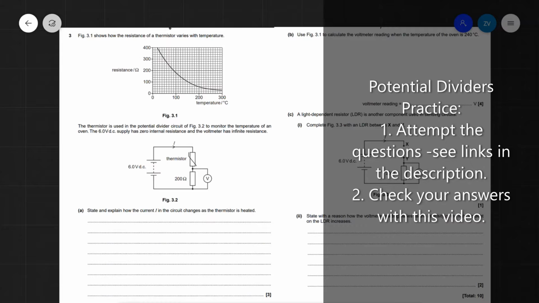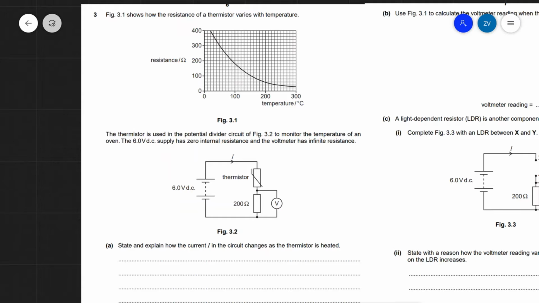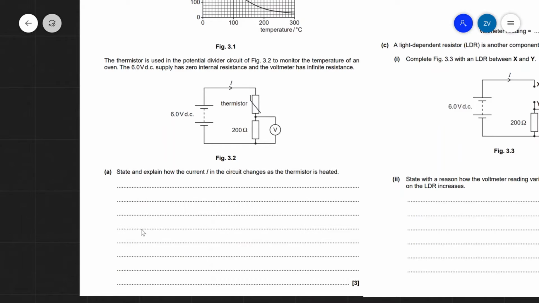Okay, let's get started with the first question. So let's have a look at this question. Figure 3.1 shows how the resistance of the thermistor varies with temperature. We can clearly see that the resistance is decreasing with temperature. So we have the thermistor placed in this potential divider circuit, and A is asking us to state and explain how the current in the circuit changes as the thermistor is heated.